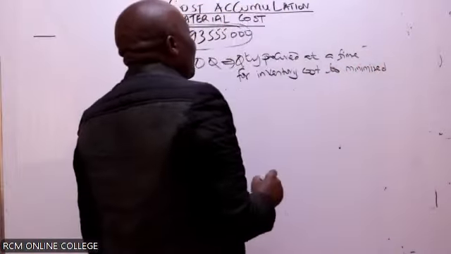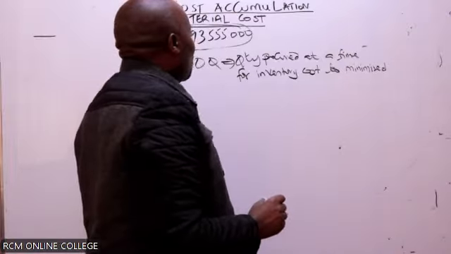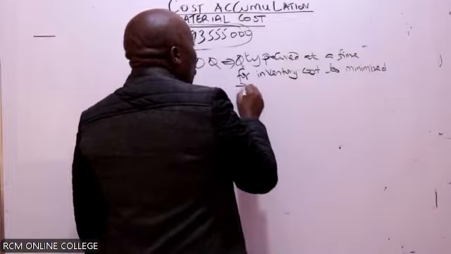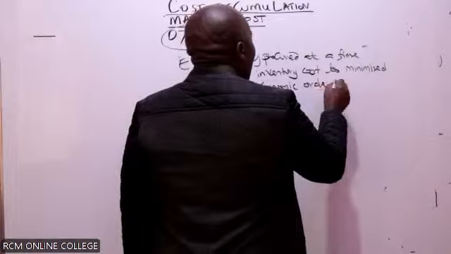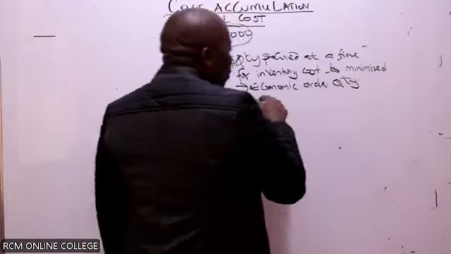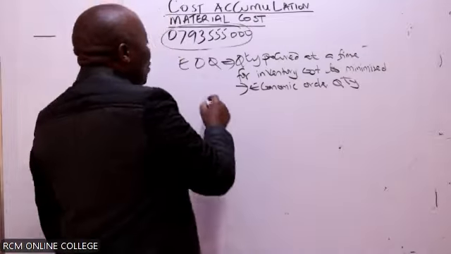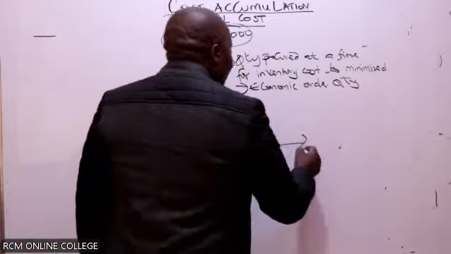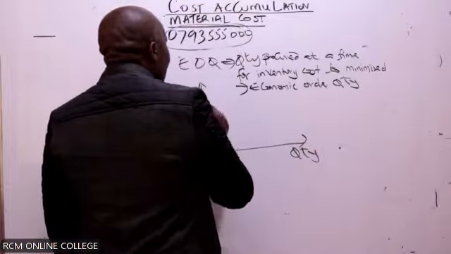So that quantity that you procure at a time for inventory cost to be minimized is what we call economic order quantity. And if you remember from our graph, we have quantity here, and then we have costs here.